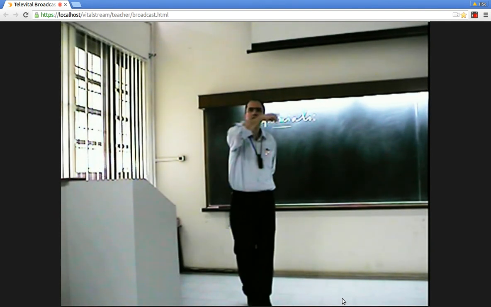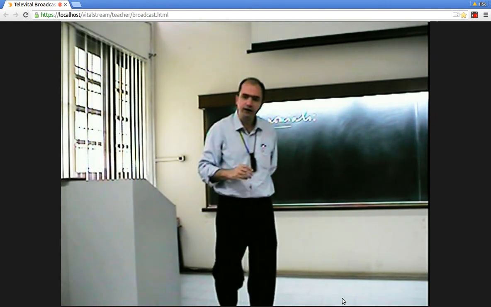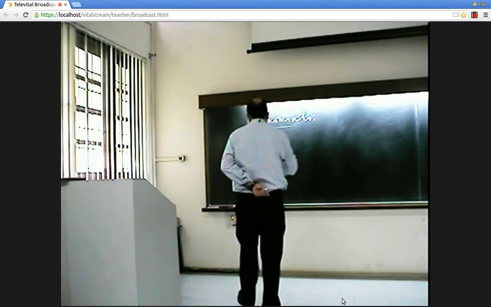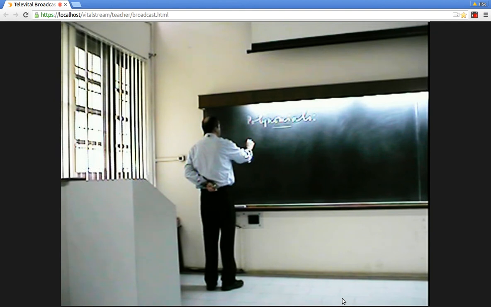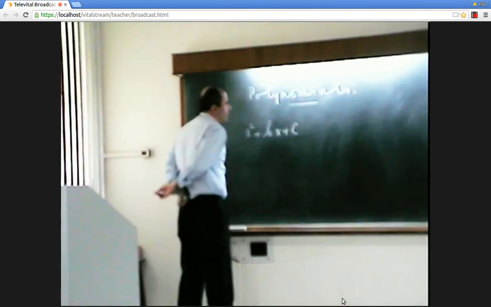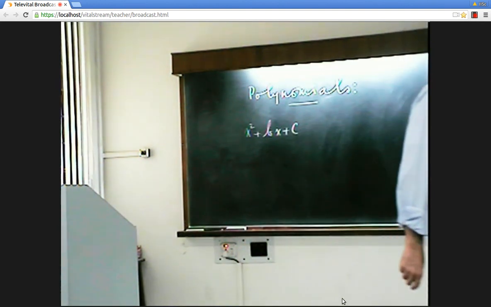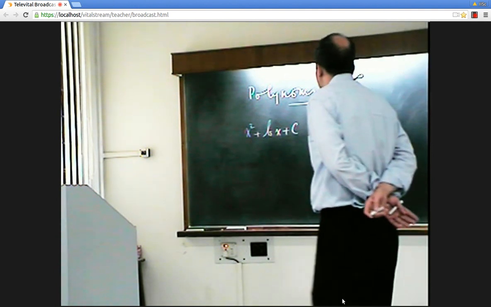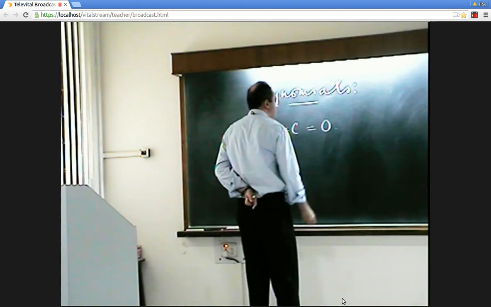Can everybody back there read my writing? And of course, please feel free to interrupt me if something is not clear. So let us start with a quadratic. I'm assuming that the leading coefficient is 1. I can always do that without loss of generality. And the question, of course, is to find the roots of such a polynomial.